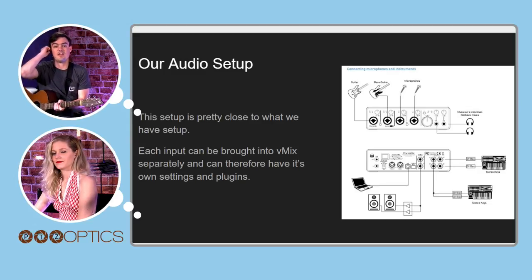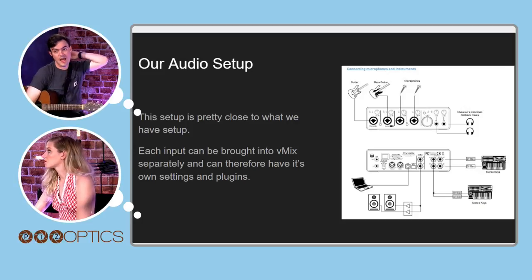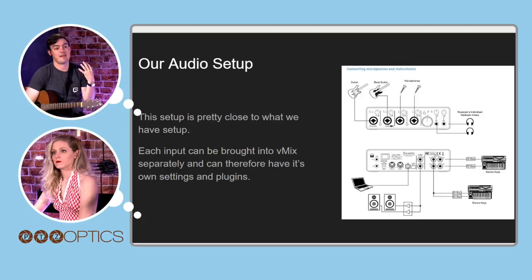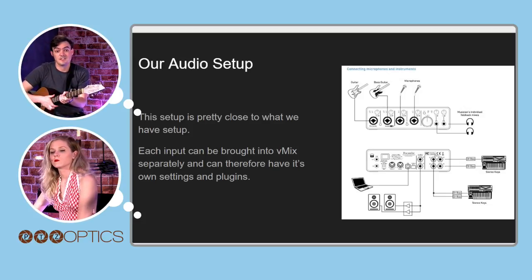And each one is being brought in individually. So that means that Tess can have a different EQ than I can have. Or I might want to have a little bit more robust compression on my voice. And I might want to have, you know, a guitar amplifier, which you might have heard. The distortion on this guitar I obviously don't want on my voice. So it allows us to mix everything individually.